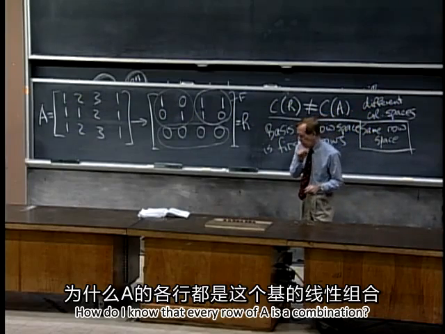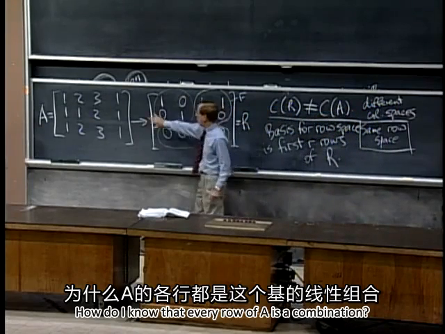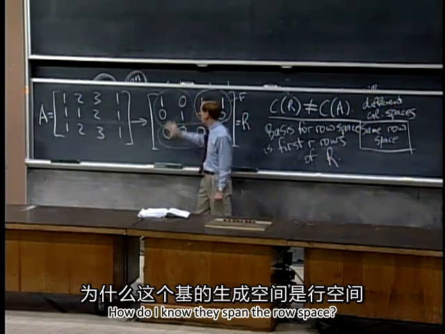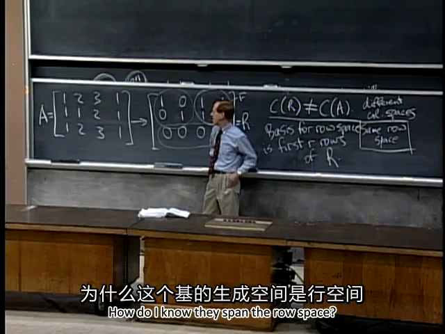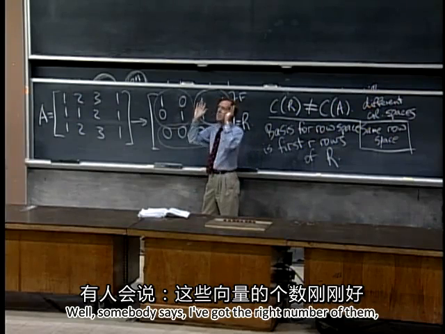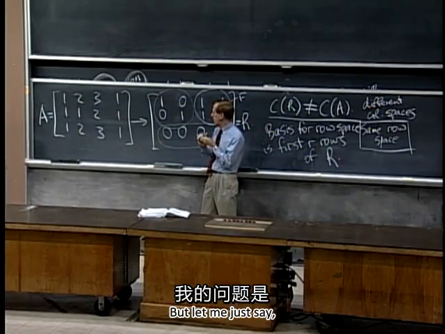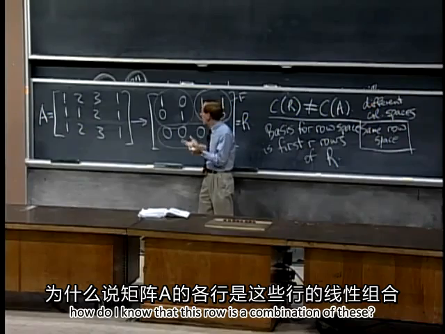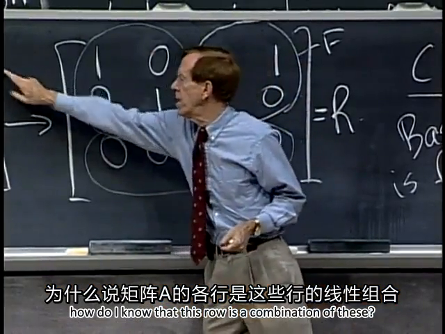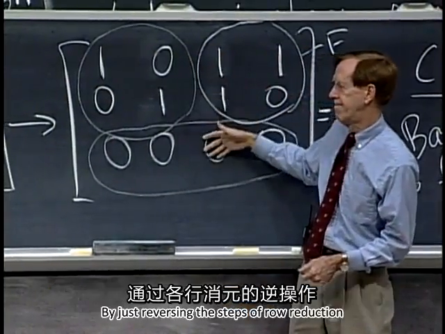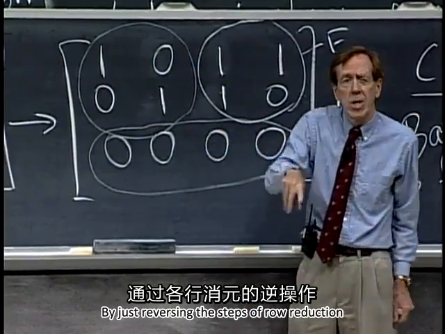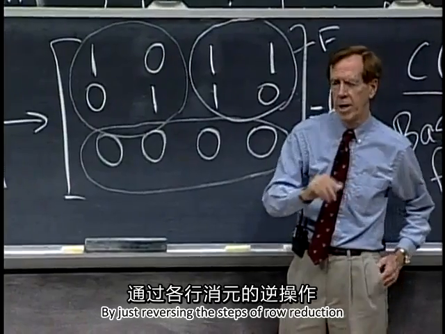How do I know that every row of A is a combination? How do I know they span the row space? Well, somebody says, I've got the right number of them, so they must. And that's true. But let me just say, how do I know that this row is a combination of these? By just reversing the steps of row reduction.